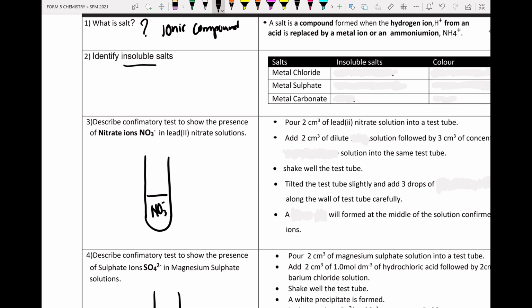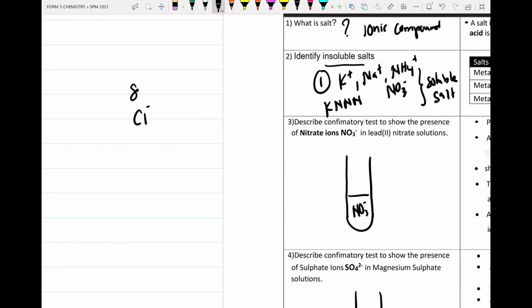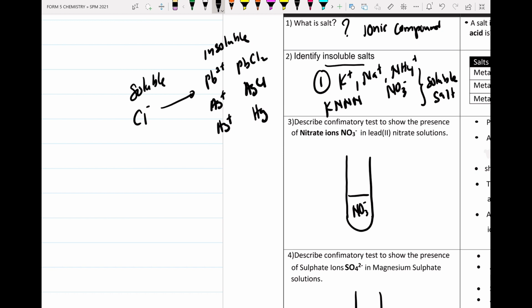Alright, soluble salt. Please remember the solubility of salts. First point, potassium ion, sodium ion, ammonium ion, and nitrate ion. Once these ions are present and combined with any other ion, the salt is known as a soluble salt. We call this K triple N ion. And remember, all chloride salts are soluble, except those of lead, silver and mercury. Only these metal ions combined with chloride ion will form insoluble salts. So we have lead(II) chloride, silver chloride, and mercury chloride.